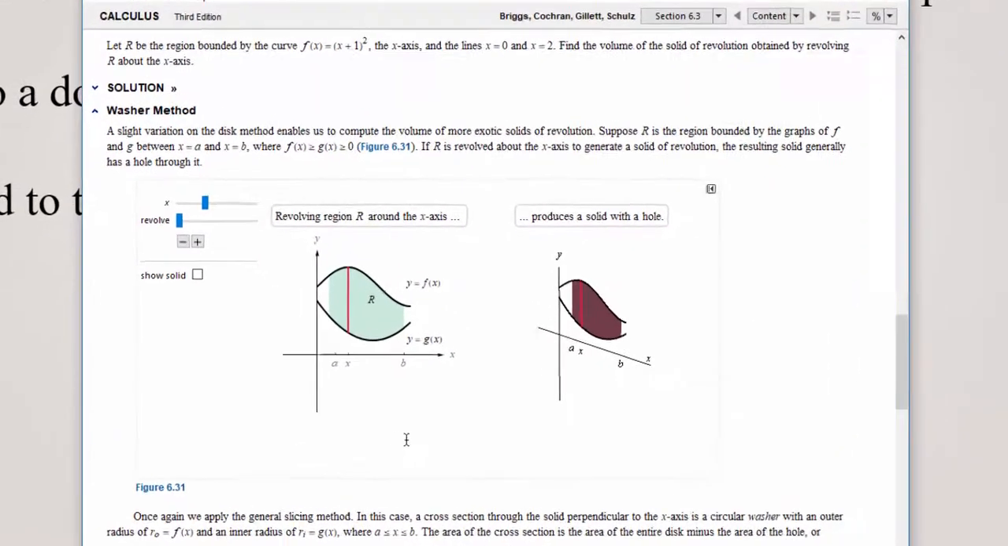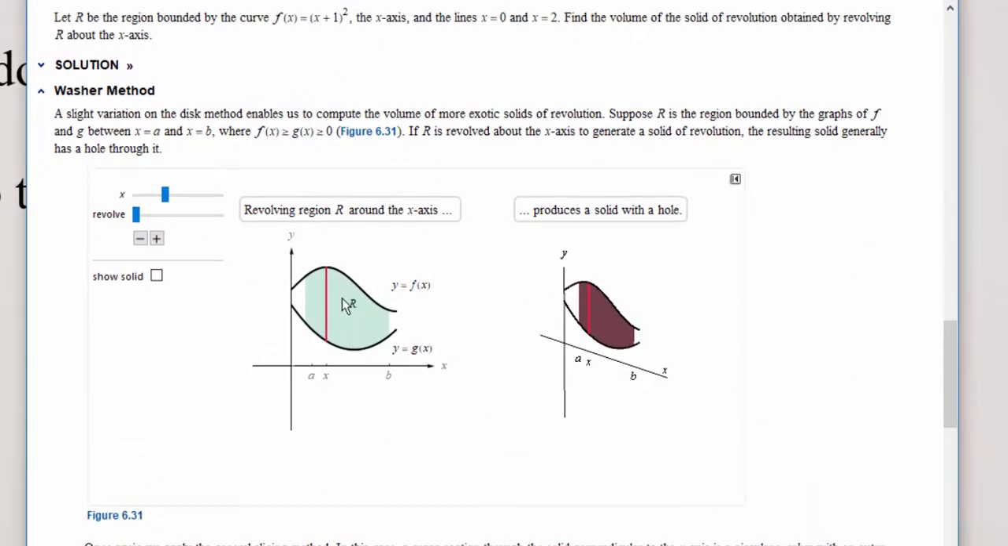All right, so we're going to take this region that's highlighted in green here, and we're going to revolve it around the x-axis. So notice there's a rectangle. There's one rectangle sketched in there, the representative rectangle. Notice the rectangle is perpendicular to the axis of revolution, but it's not touching the axis of revolution. So let me go ahead and do the revolution.